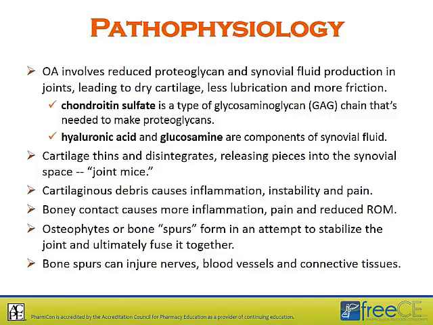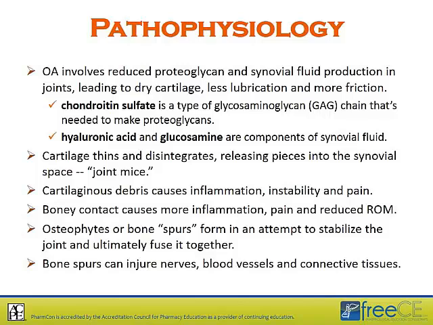With the progression of OA, the cartilage thins and disintegrates. Often it breaks up and releases pieces into the synovial space, and larger chunks are often called joint mice because they can move around and get lodged in inconvenient places. This cartilaginous debris frequently causes inflammation, instability, and pain.